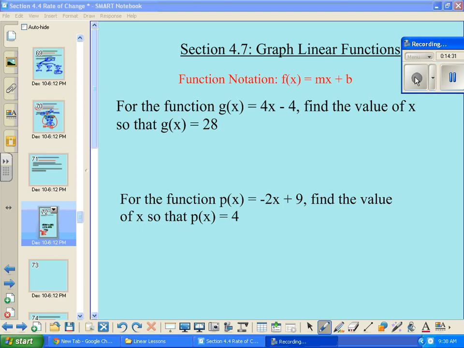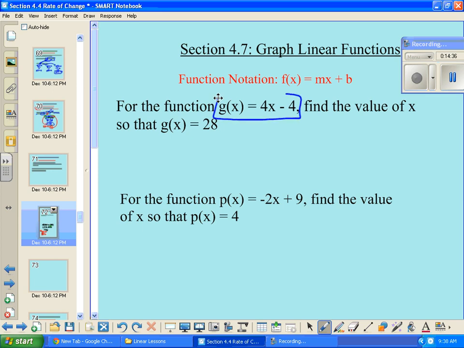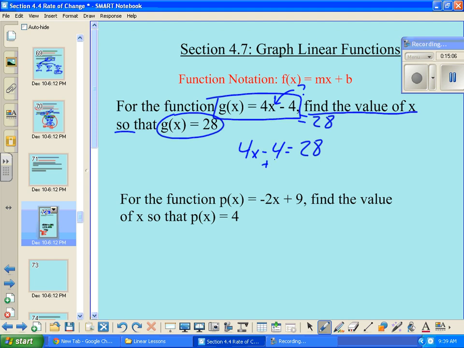So looking at these two problems, just like we did on the previous page, it says for the function g of x, and there it is, 4x minus 4, what I'm trying to find is the value of x so that g of x equals 28. So again, I'm trying to figure out what this could be. When I'm done, this equals 28 after I multiply that number by 4 and then subtract 4. What I tell students in class is make a little equation. If I want to know when that function equals 28, just set the function equal to 28. 4x minus 4 equals 28.